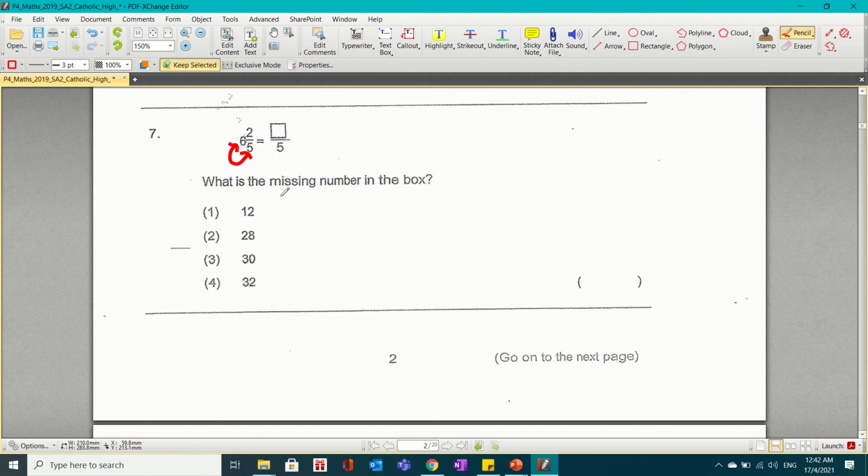Which of these is a missing number in the box? Here, you clearly know that they are asking for the conversion of a mixed fraction into an improper fraction. Typically, whenever I get a mixed fraction, what I'll do is simply to multiply the denominator by the whole number at the front. So the 6 should be multiplied by the 5, and that should give you 30. 30 plus 2 should be 32.